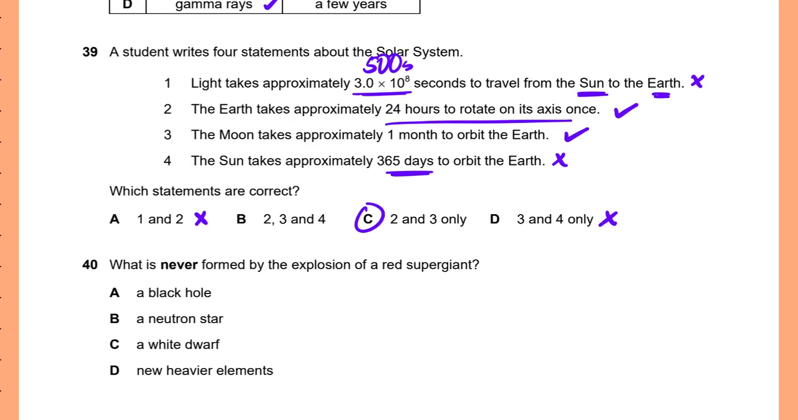What is never formed by the explosion of a red supergiant? So we know that this leads to a supernova. That's what the explosion is called. And later it can lead to a neutron star and a black hole. And with the supernova, you also have heavier elements forming. So all of these are possible. But the white dwarf is something associated with only low mass stars which form a red giant and not a red supergiant. So that's C.